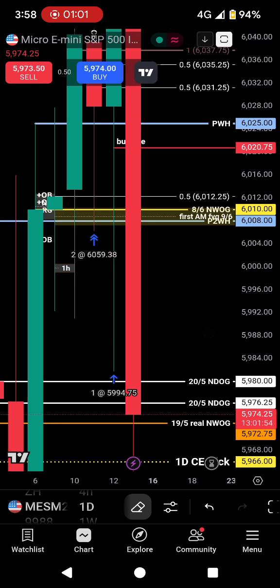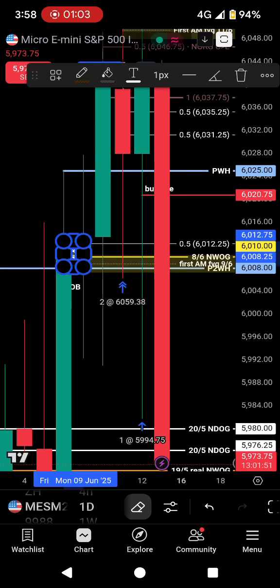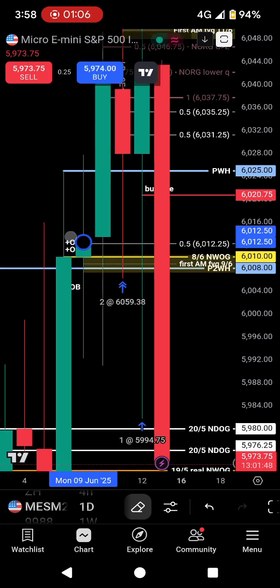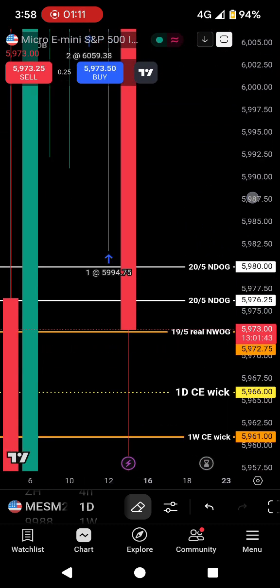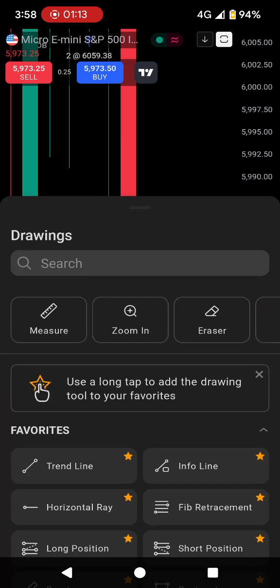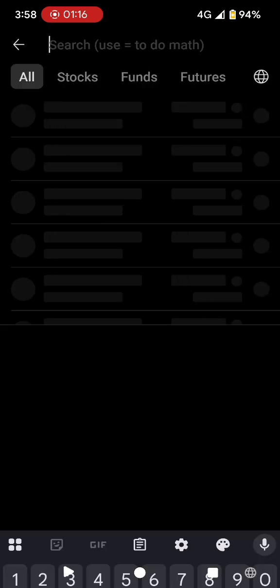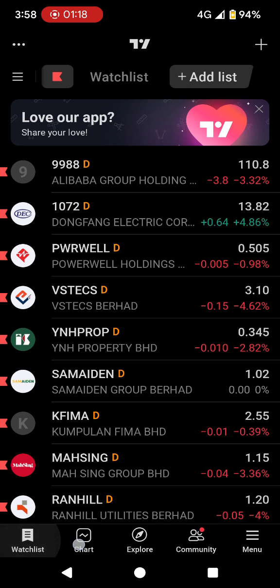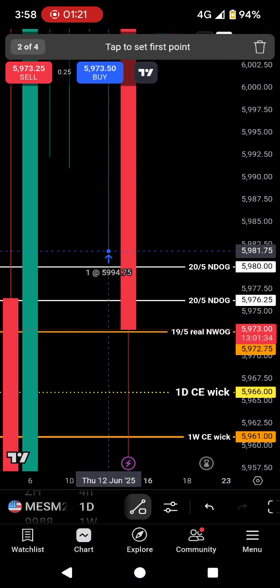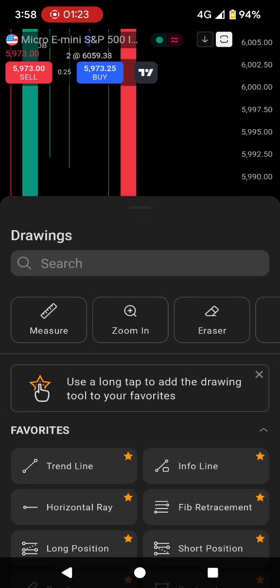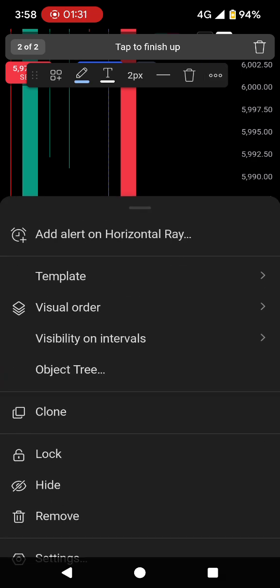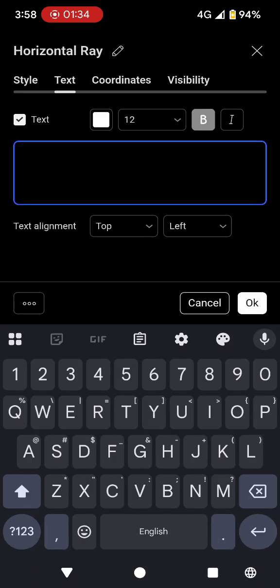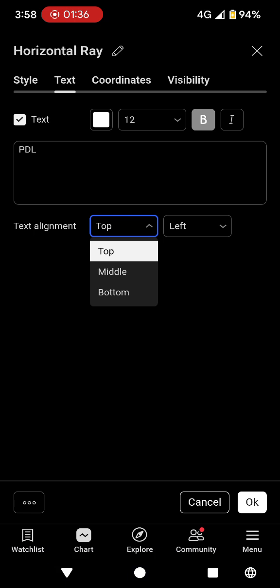Okay, let's get all these things out of the way first. Pop my eraser. Bam, bam, bam. Okay, where's the previous day high? Okay, yeah, right here. Yeah, 5981.71. Okay, it's this low right here. So put it this color. PDL, that means previous day low.